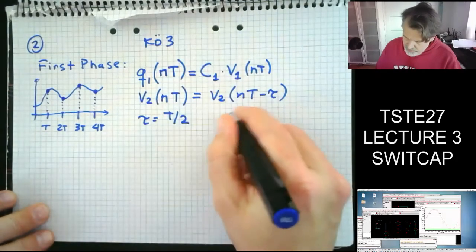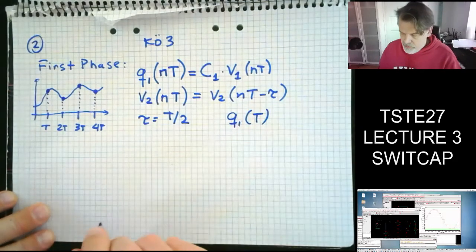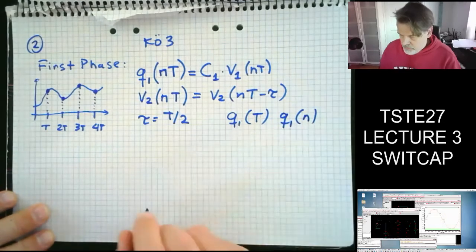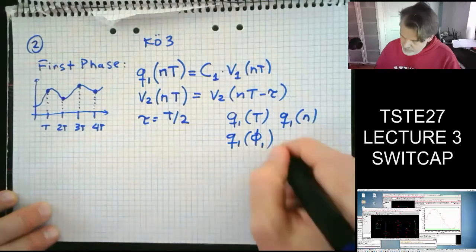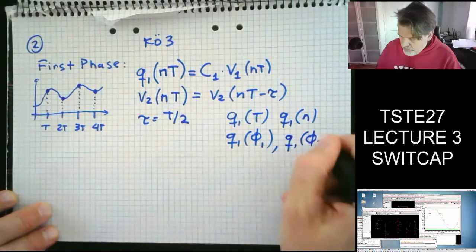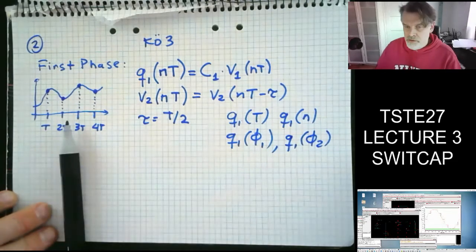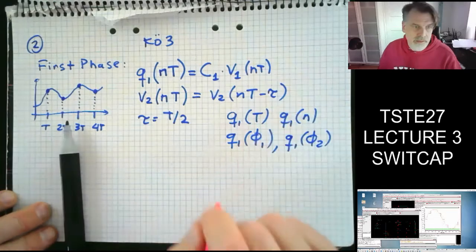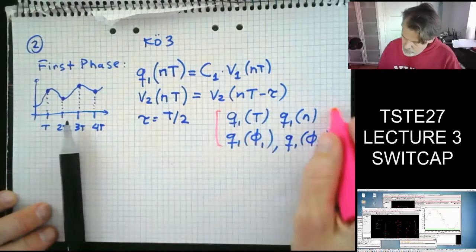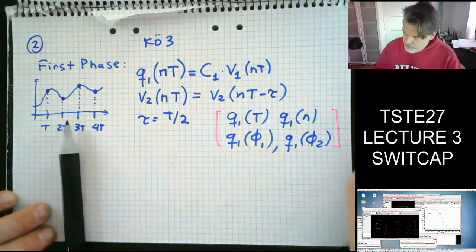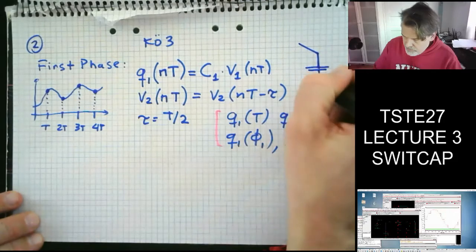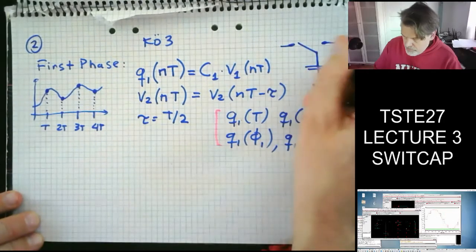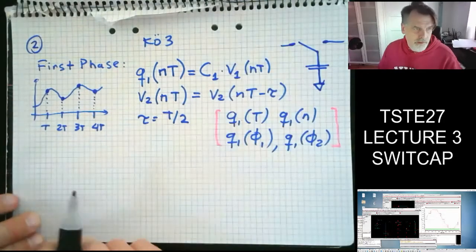Sometimes one also writes Q1 of T or Q1 of N, or sometimes we indicate the phases and just type Q1 of phi 1 or Q1 of phi 2 to indicate the other phase. So we have some different ways of handling this. Okay, so that's the charge of the capacitor during that phase. So this is when the switch is connected like this. Okay, so let's switch to the other side and see what we have.